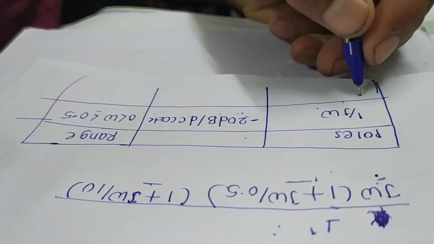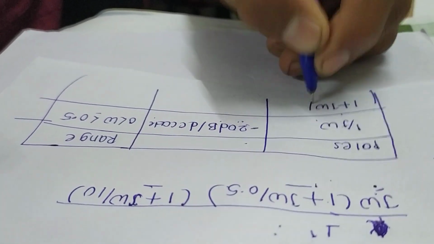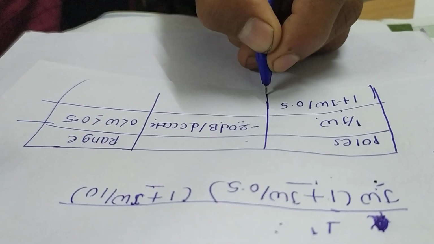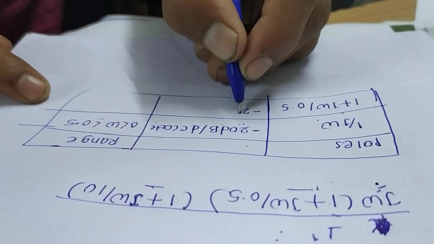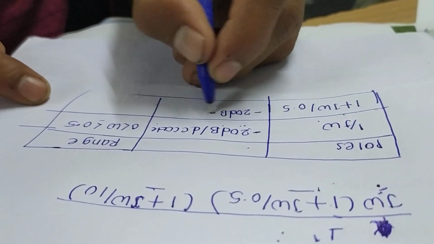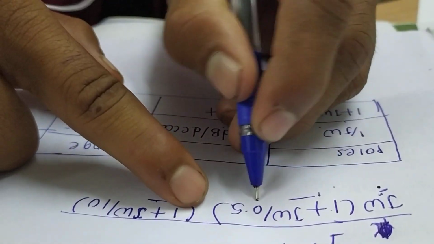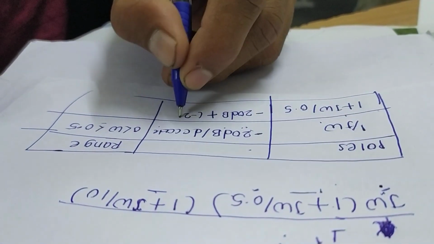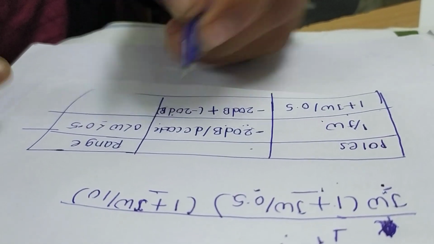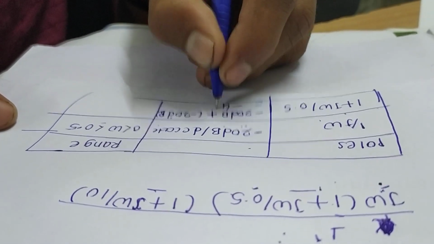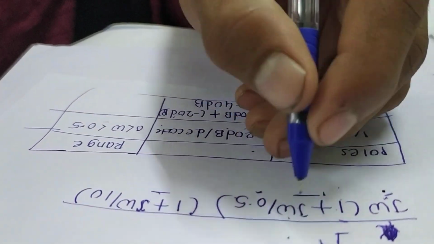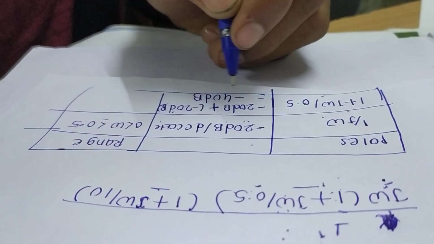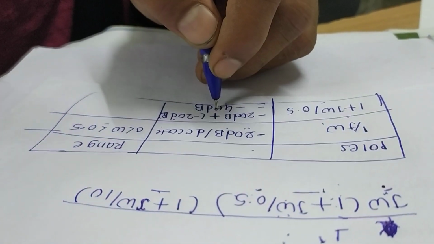The second pole is 1 plus j omega upon 0.5, which is also minus 20 dB per decade. The first pole is decaying by minus 20 dB per decade, and the second pole is decaying by minus 20 dB per decade once again. So my result is now how much? Minus 40 dB per decade. Which means my pole 1 upon j omega into 1 plus j omega upon 0.5 is decaying by minus 40 dB per decade.